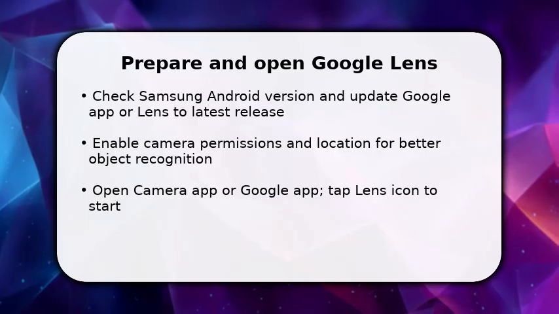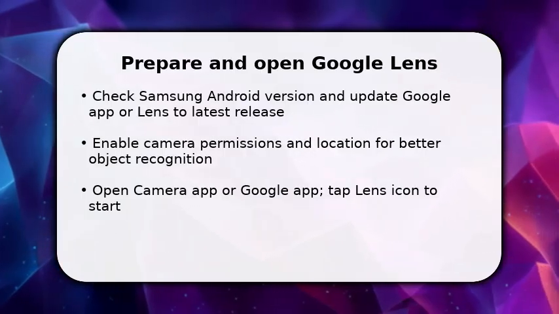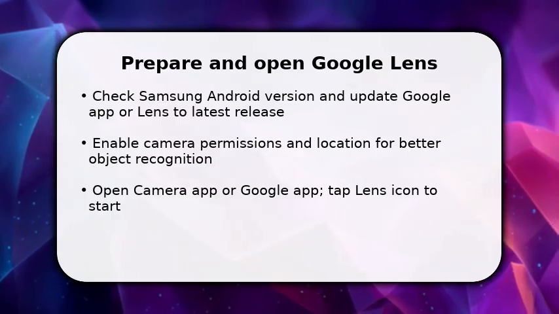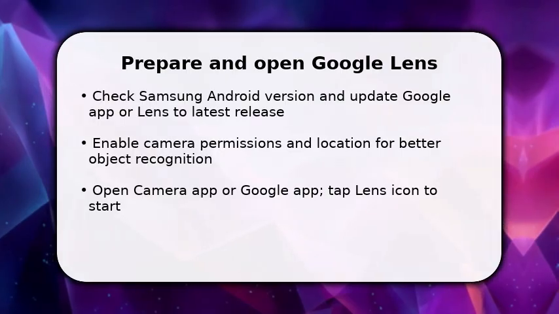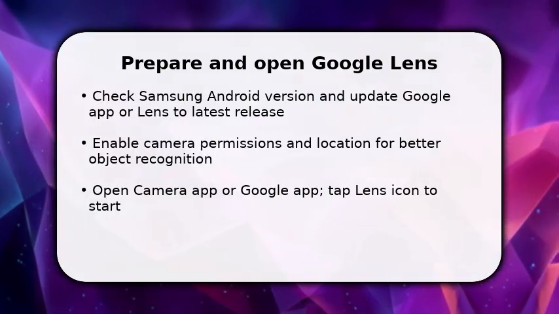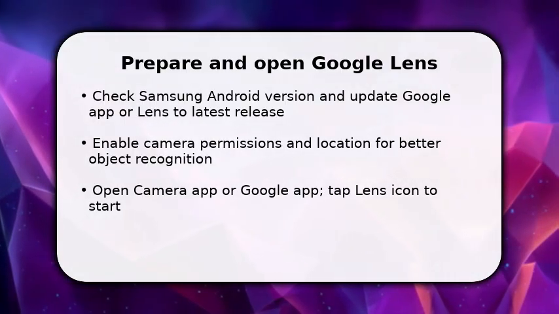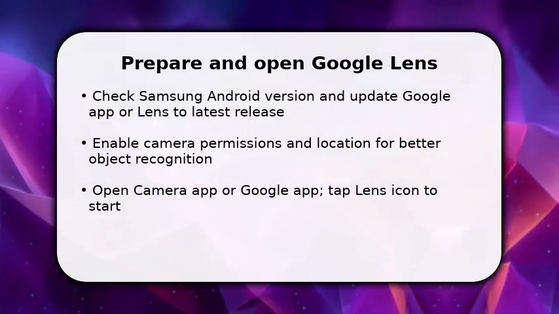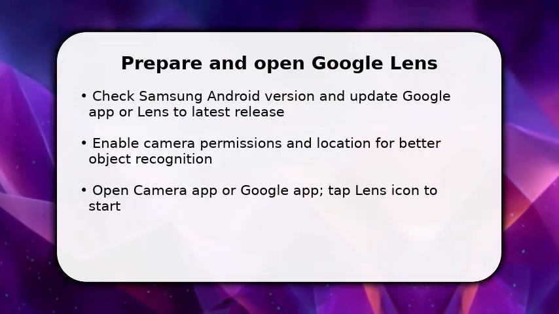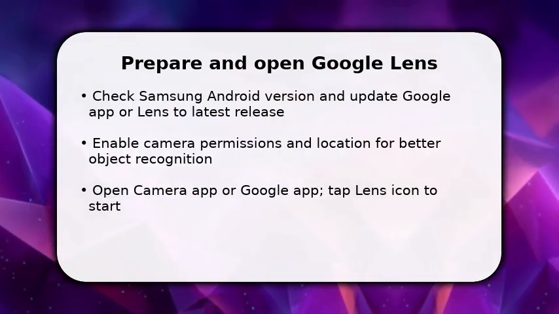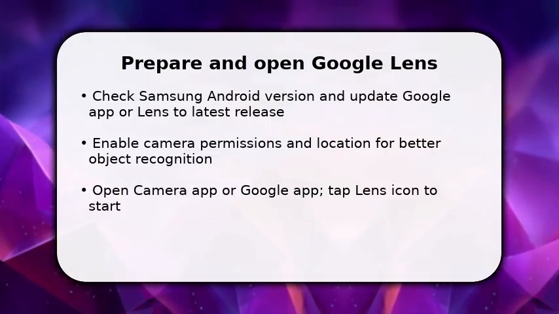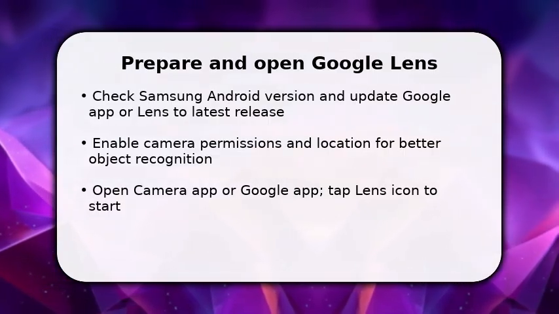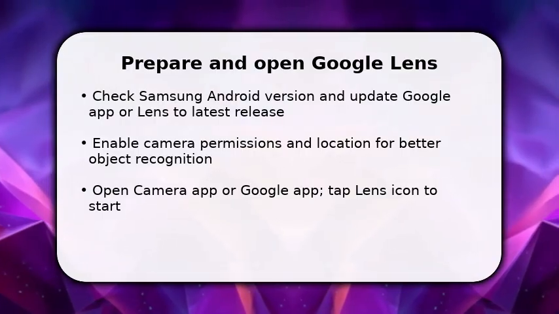You'll begin by preparing the phone and launching Lens so you can scan immediately. Make sure your Samsung is updated and the Google or Lens app has camera and location permissions. This improves accuracy. Once done, open the camera app or the Google app and tap the Lens icon to activate the scanner. You'll see a live viewfinder. Frame your subject clearly and steady the phone. This gets you straight into the scanning mode and avoids wasted retries.